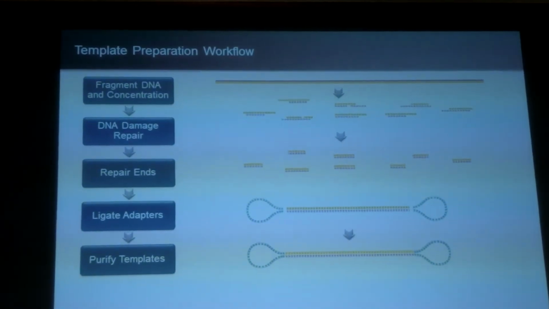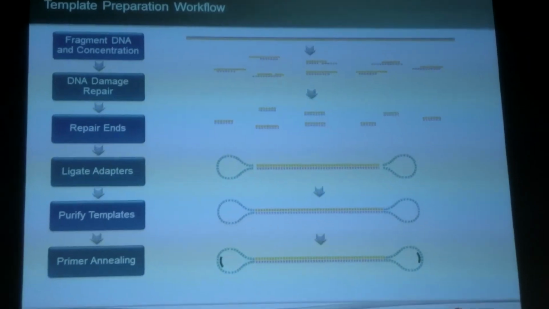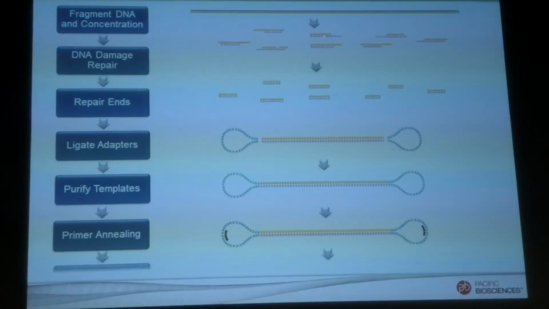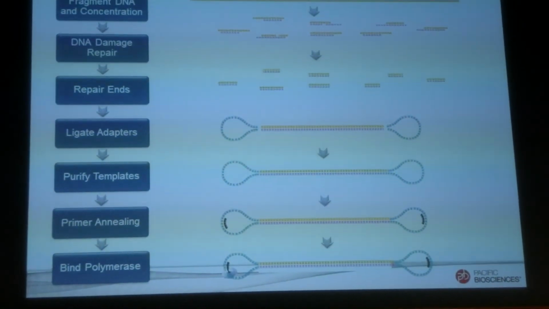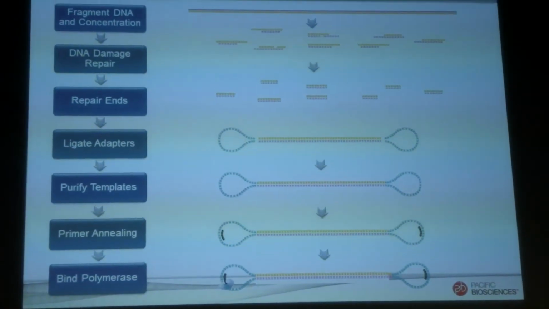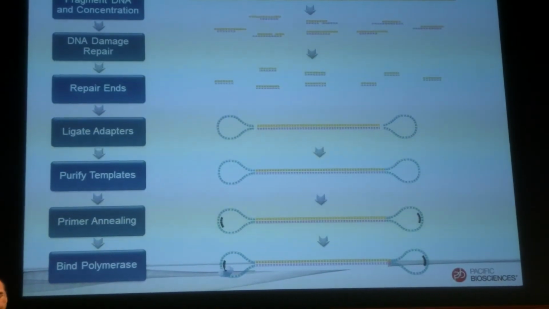All we want is the DNA with its adapters on the ends, because then we go through a step where we anneal this primer. This primer sitting inside of these adapters is where we anchor the enzyme, and that's this enzyme down here at the bottom. So this gets us to the point where we're ready to put this in the instrument and actually start the sequencing run. So here's our custom enzyme, ready to go through and do the sequencing.